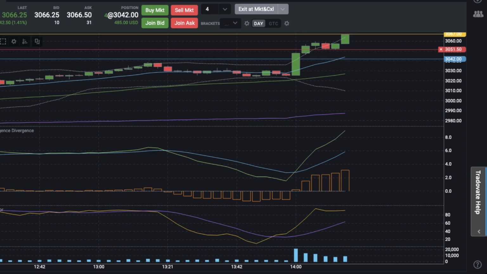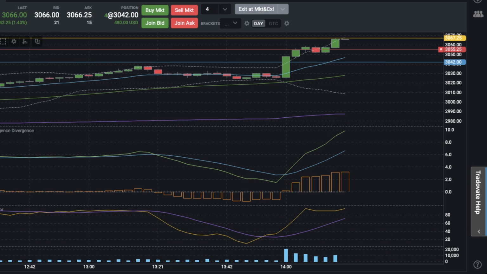Oscillators are looking really good still. Still making new highs, 30.67. I'm going to come up under my bar here, this bar we're on. Still getting upward momentum. Stochastics peaked out almost near 100.